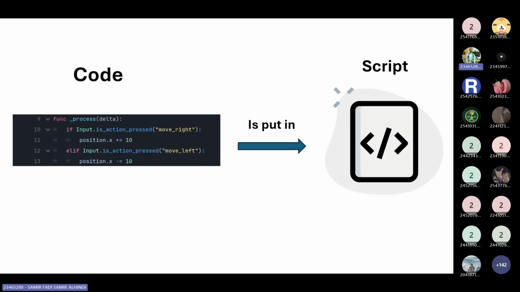Okay, so here, you see the code we just wrote, right? Basically, when we finish writing the code, or actually at the start, we're going to put it in a script. A script is basically a file on your computer, okay? So we're just going to take the code and throw it in here in the script.